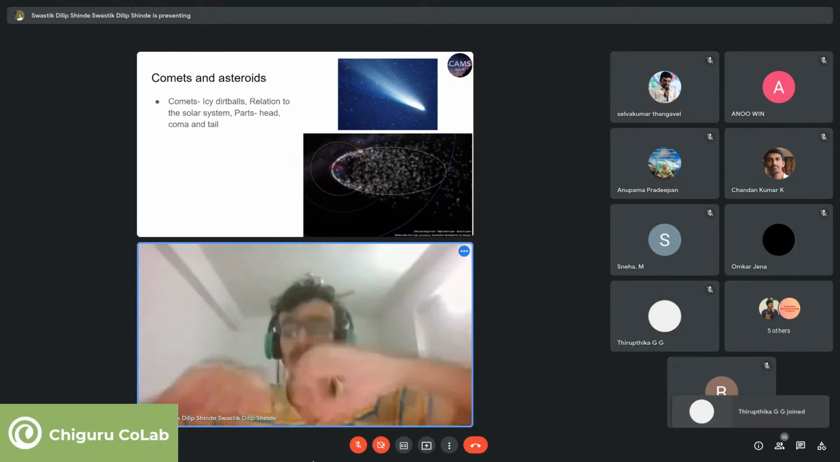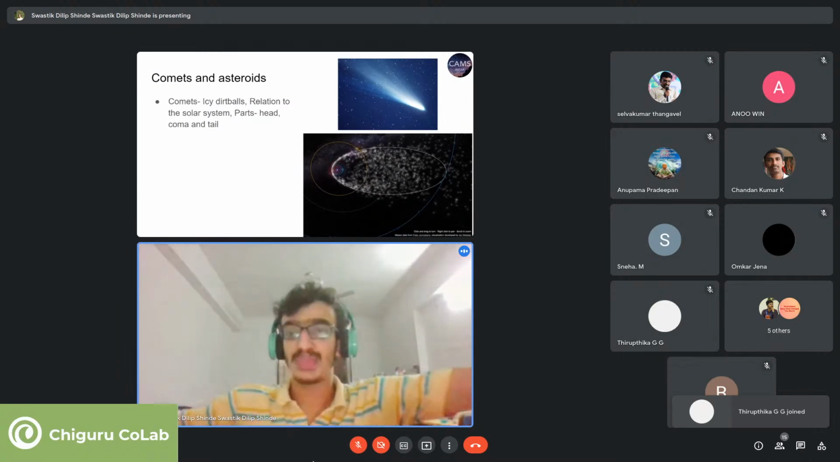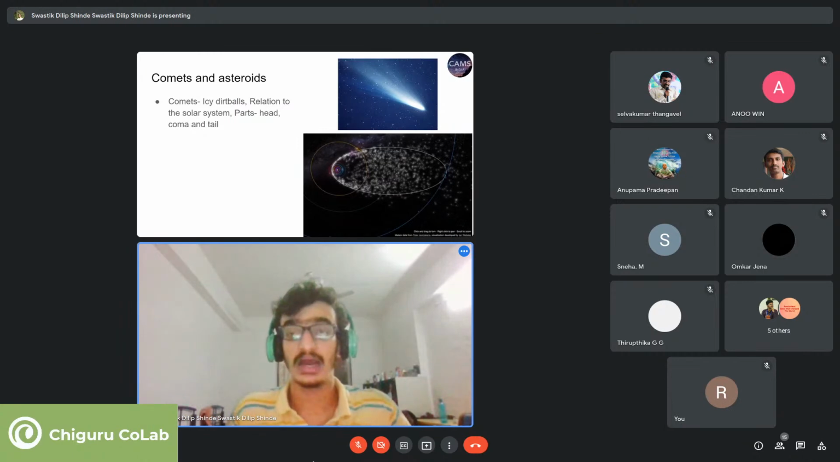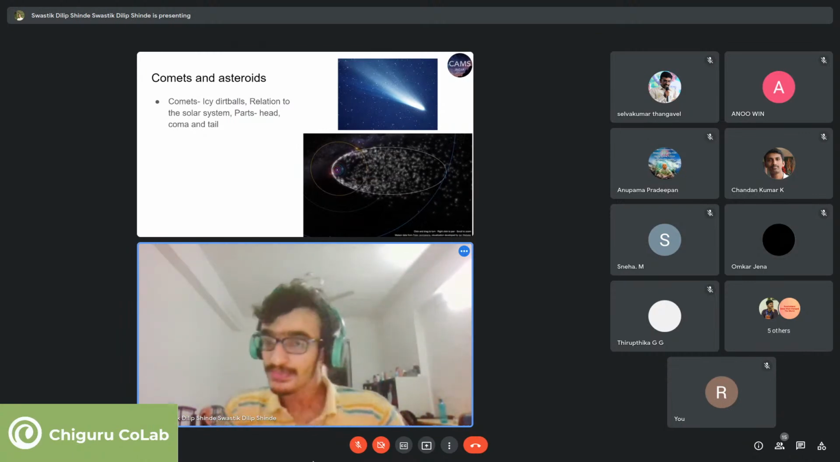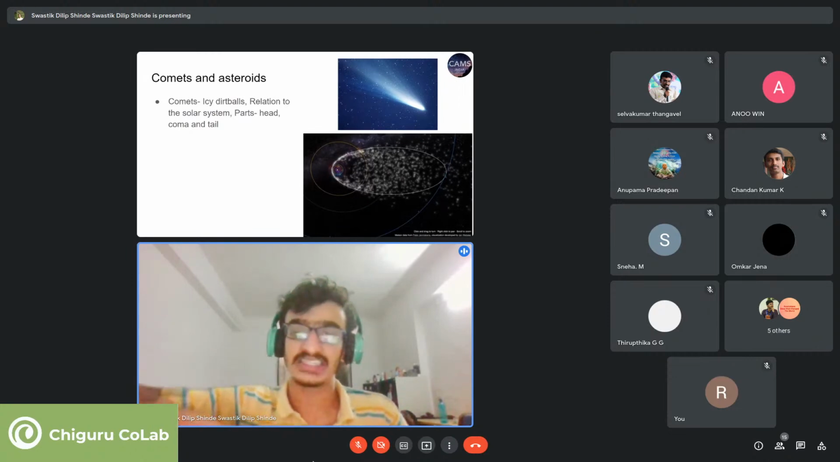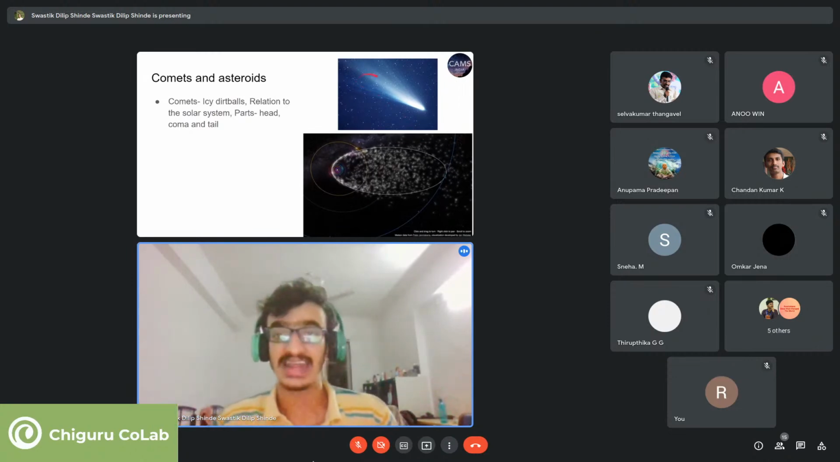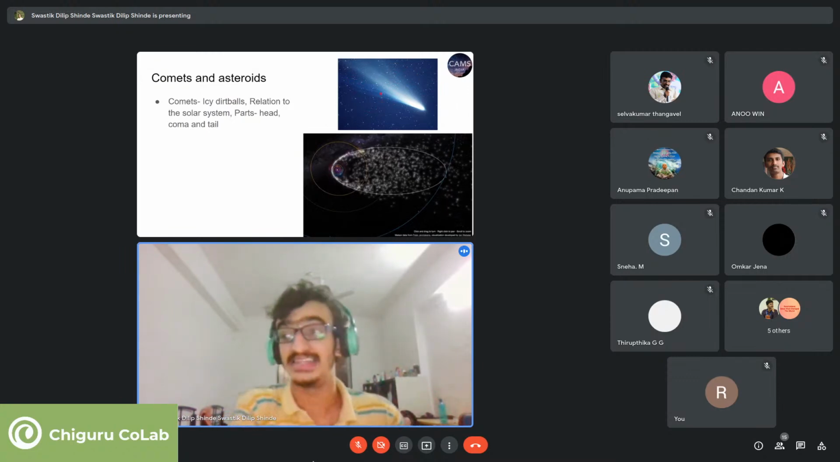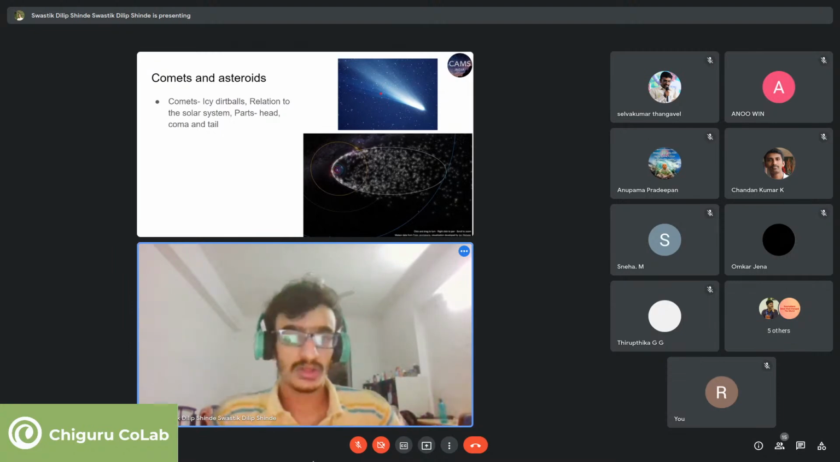The comet will start slowly falling apart. Okay, and that will form kind of an atmosphere around the comet, which is generally a gaseous atmosphere. And then the particles which the comet is shedding will form a tail around it. Okay, so this tail can be as long as the distance between the sun and the earth.